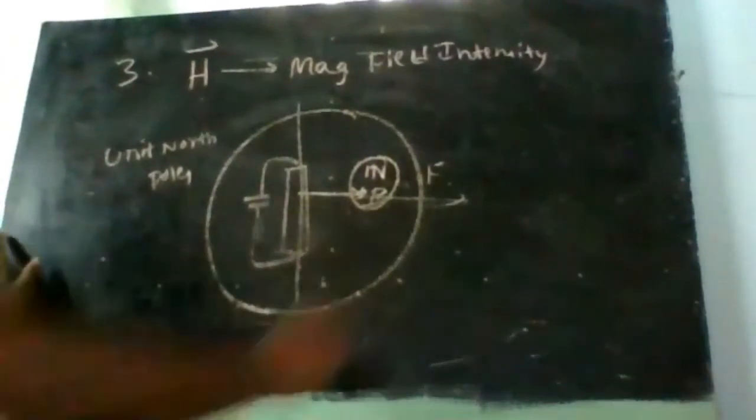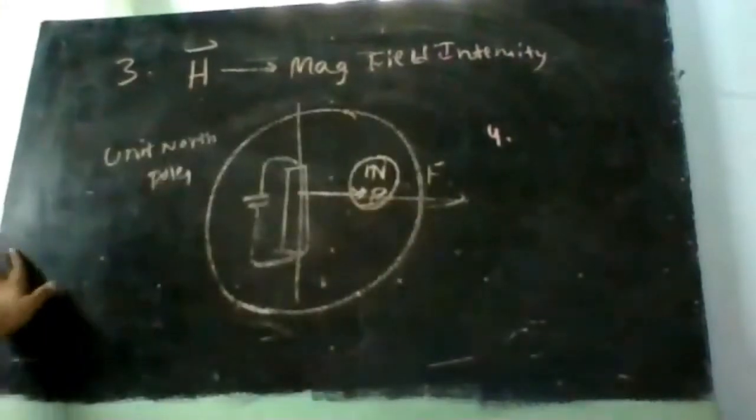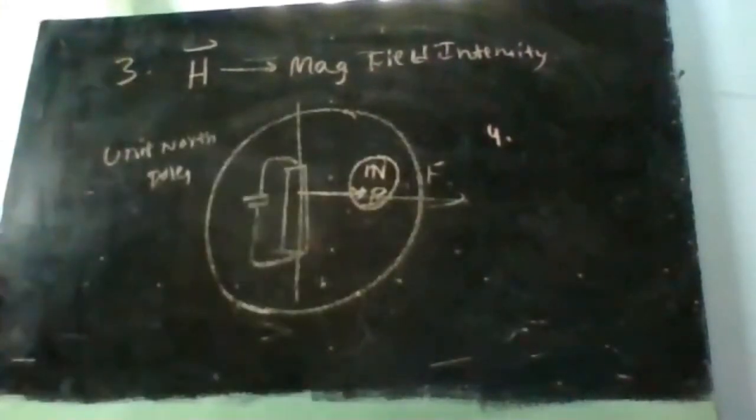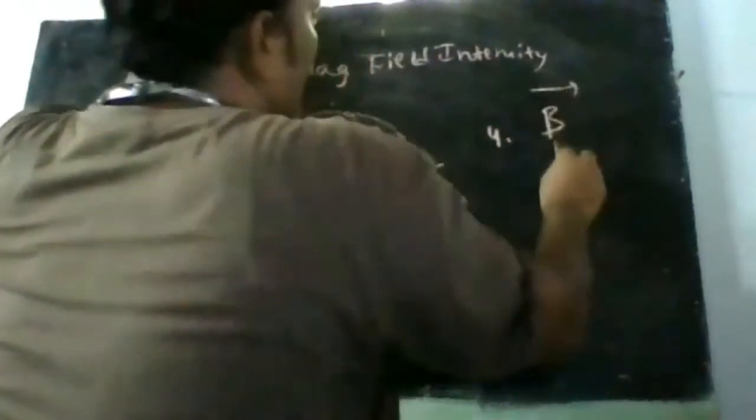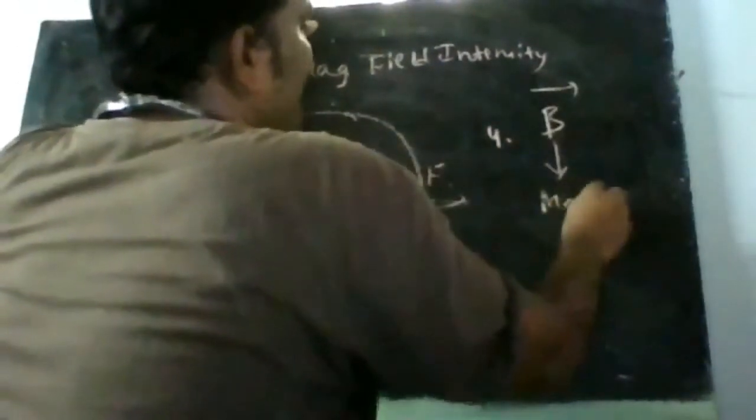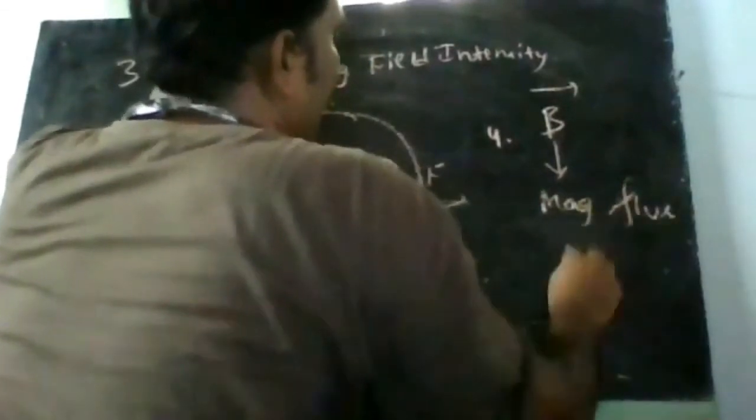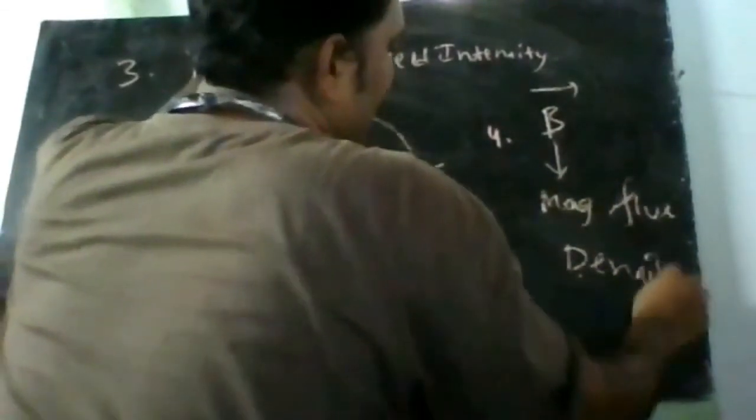Second measurement. One is H bar. The second parameter used for measuring the strength of the magnetic field is B bar. What does B bar mean? B bar is the magnetic flux density.